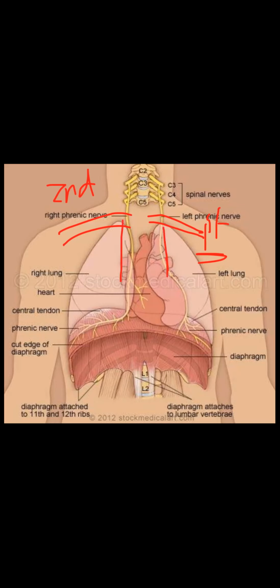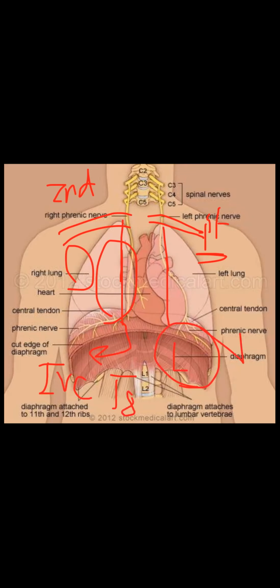It passes anterior to the hilum of the lung, because anterior to the hilum is the phrenic and posterior to the hilum is the vagus. Then you have passage through a special hiatus in the diaphragm. The right phrenic passes with the IVC opposite T8, while the left phrenic has a special hiatus into the diaphragm.